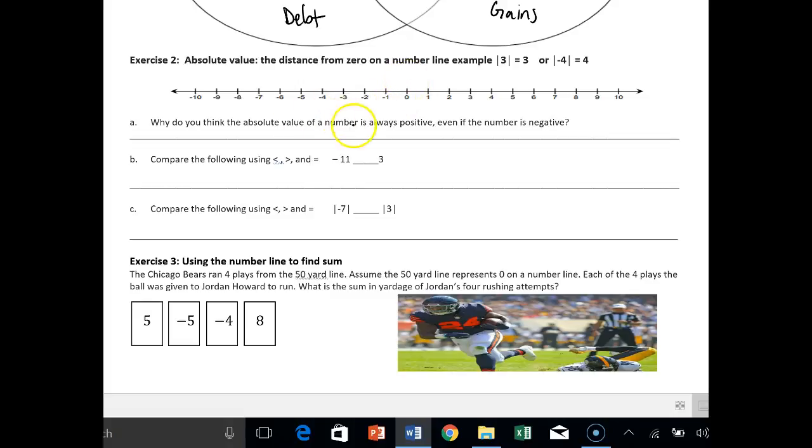So why is the absolute value of a number always positive, right? Even if the number is negative. So we had negative 4 here, but it was a positive absolute value. And the reason is because space or distance on the number line is always positive. So again, no matter what, your absolute value is positive.